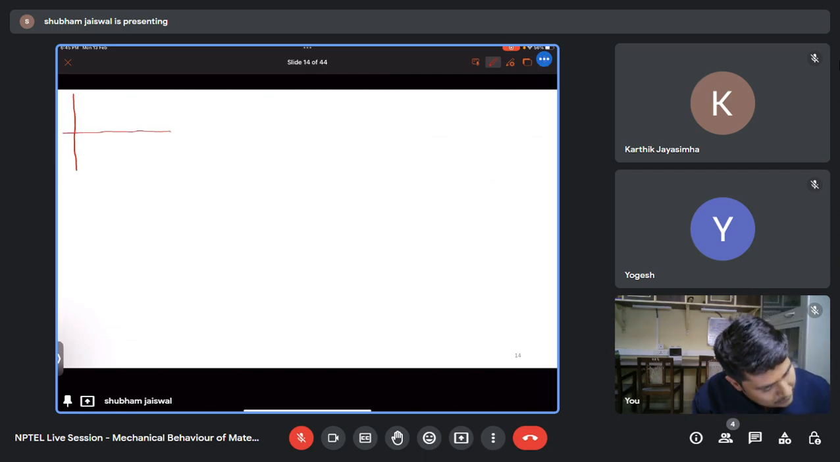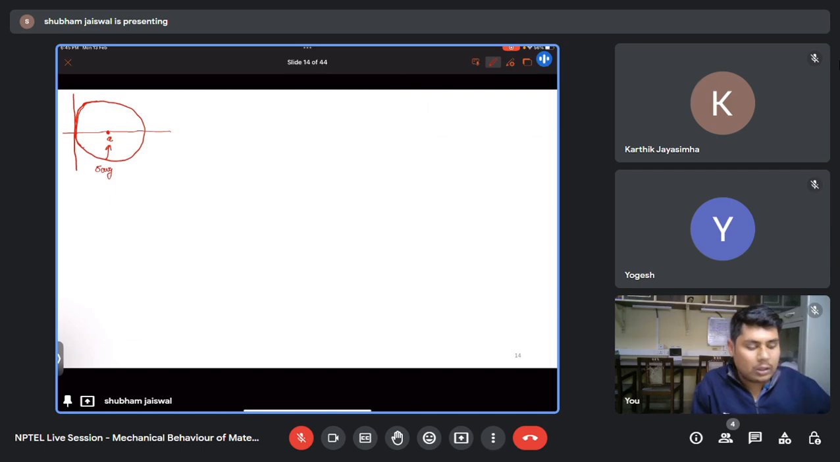So let's say this is my circle, this is A. This A is nothing but sigma average, that is the center of the circle. Here on the x-axis we represent normal stresses and on the y-axis we represent shear stresses. Okay, so this was about the Mohr circle. Then we have seen the Mohr circle for different cases.